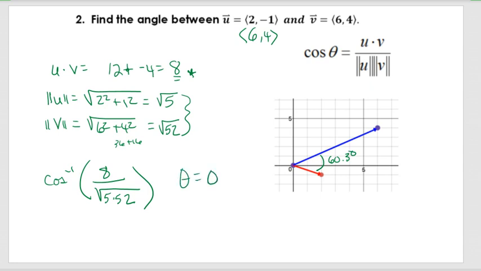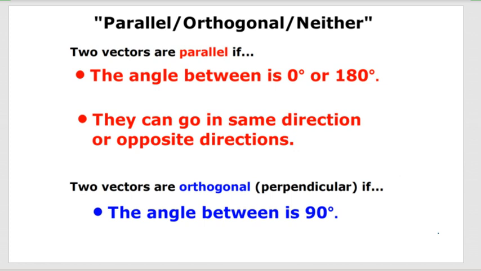And I'm done. Theta equals 60. I love my 60. 60.3 degrees. All right, moving on.